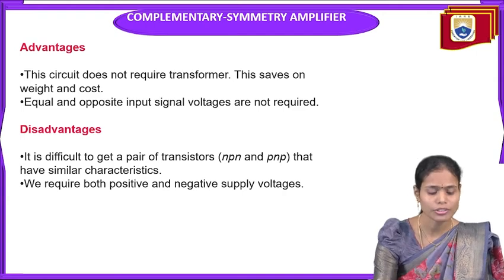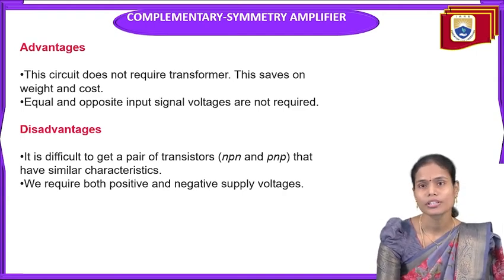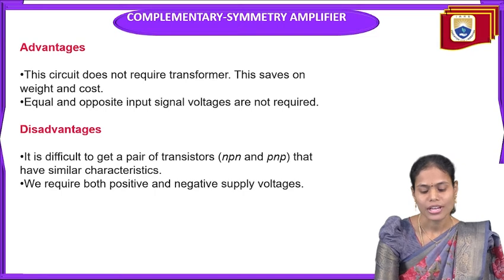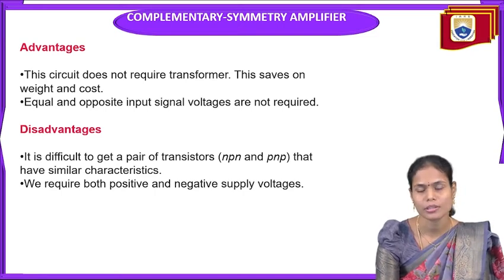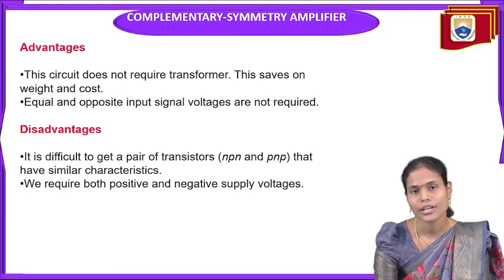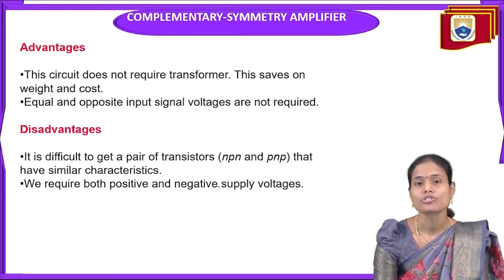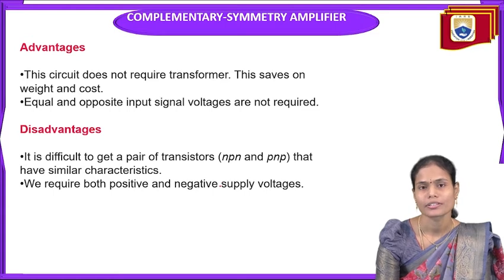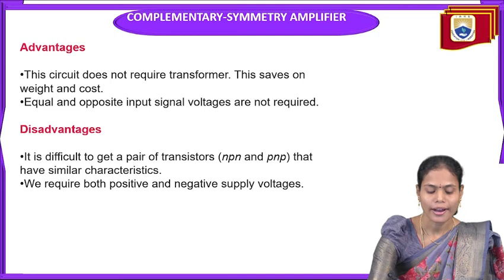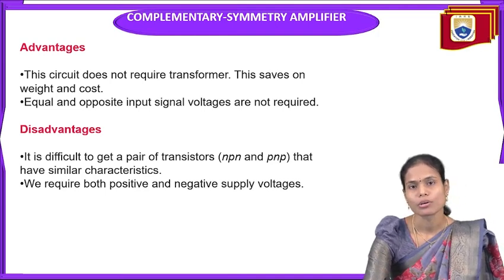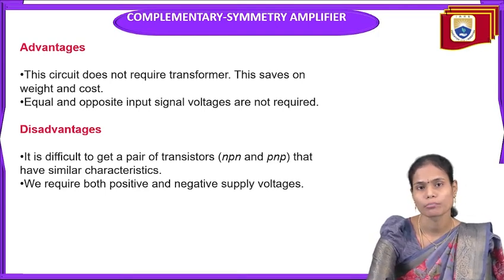And while coming to the disadvantages, it is very difficult to get a pair of NPN and PNP transistors that have similar characteristics. We are using one NPN transistor and one PNP transistor, but the characteristics should be the same here. Only then can we utilize them in this circuit, and getting the same characteristics in transistors is very difficult. And we require both positive and negative supply voltages to provide for both the PNP and NPN transistors.